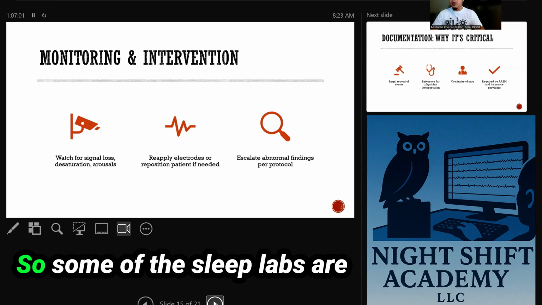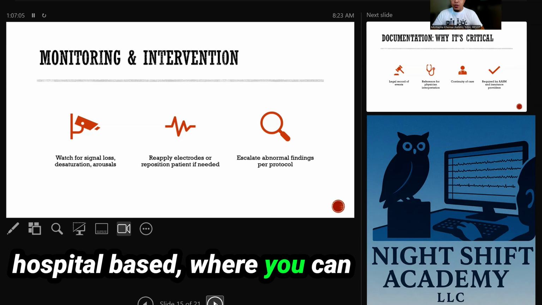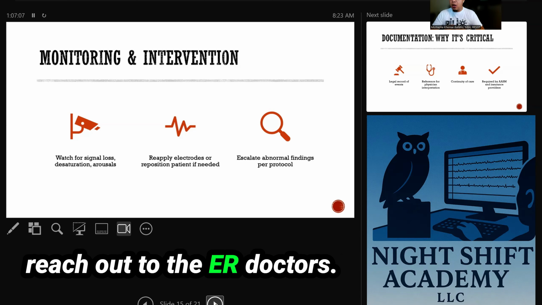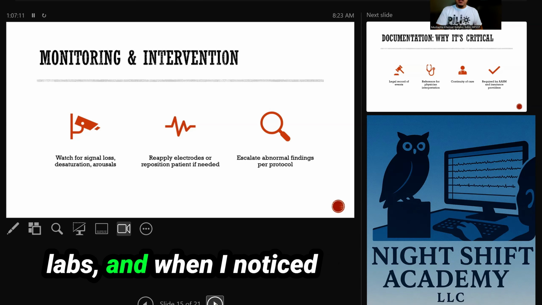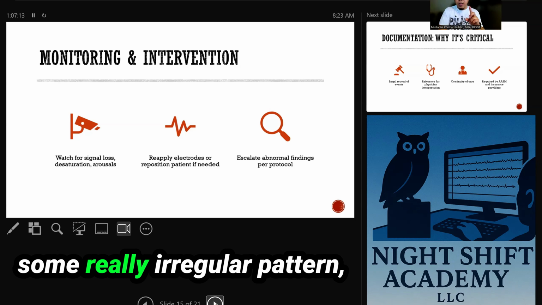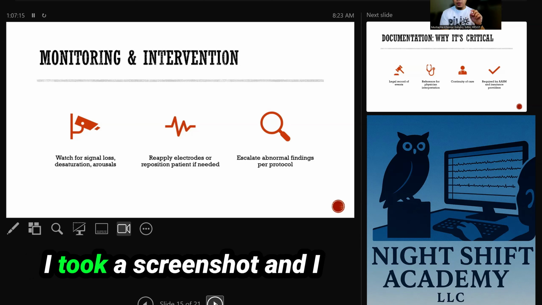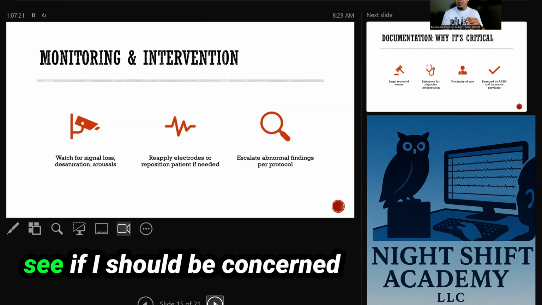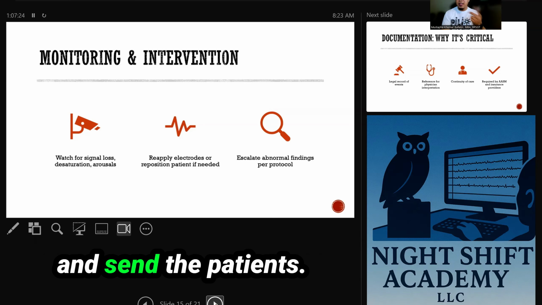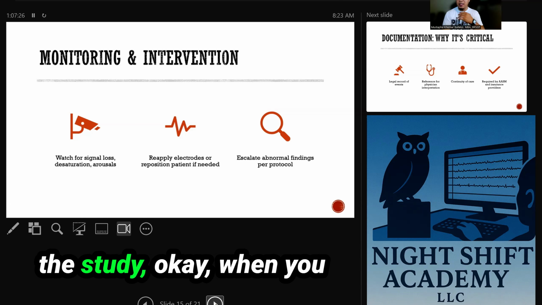Okay. So some of the sleep labs are hospital-based, where you can reach out to the ER doctors. I used to work in one of the labs, and when I noticed some really irregular pattern, I took a screenshot and sent it to the ER and asked their doctors to read it to see if I should be concerned and send the patient over instead of continuing the study.